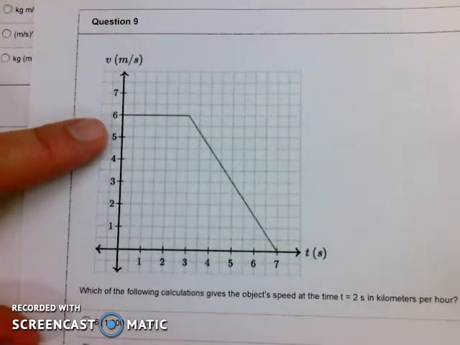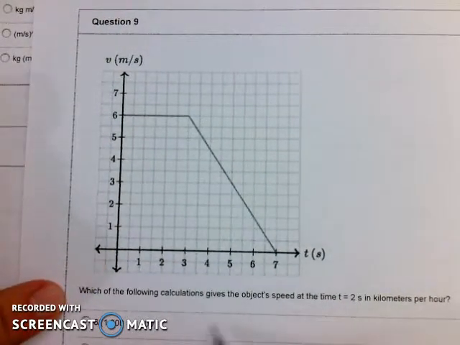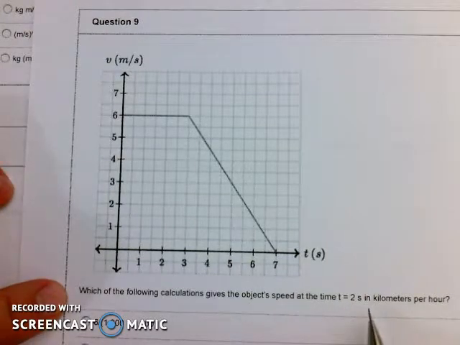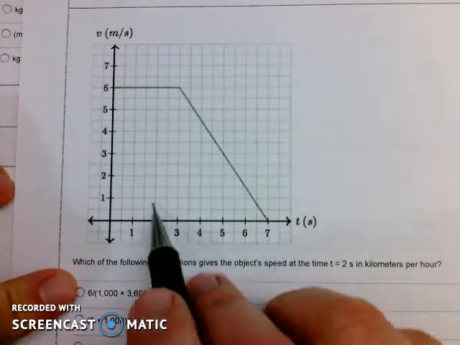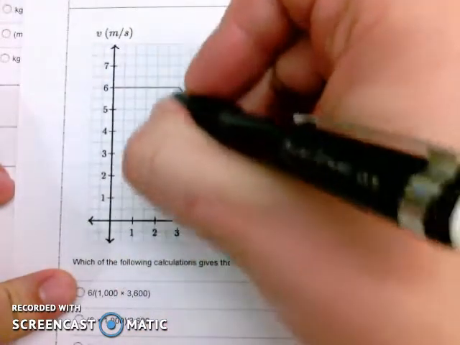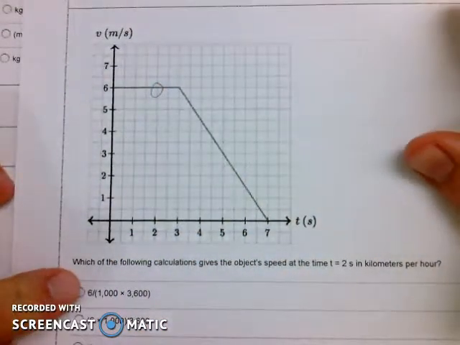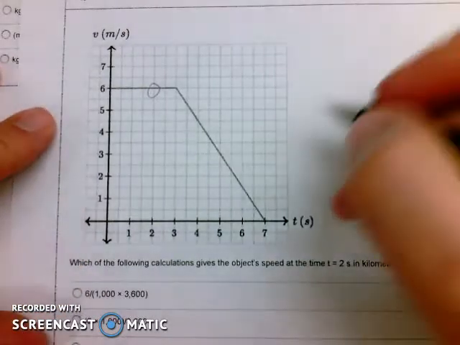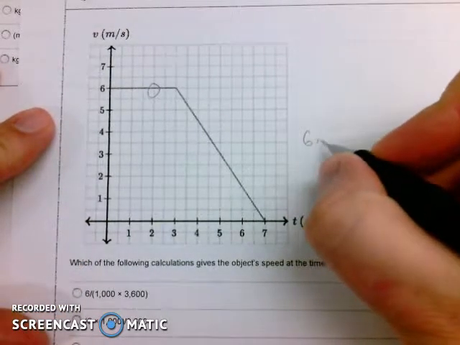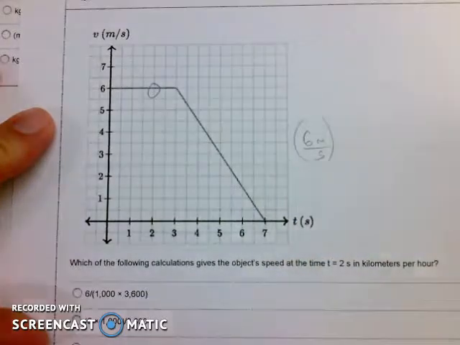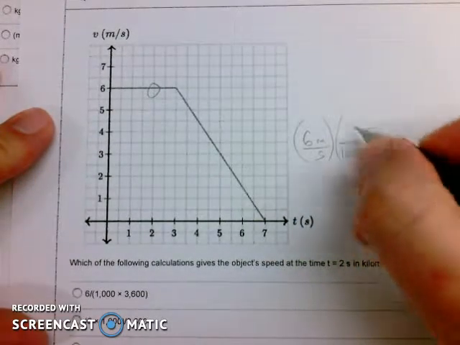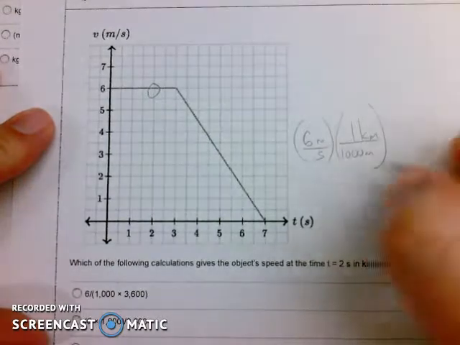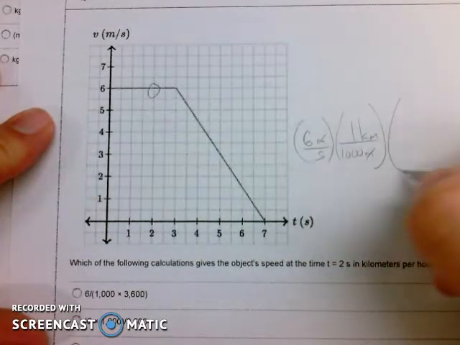Question number 9. Here's the same graph. Which of the following calculations give this object's speed at the time t equals 2 seconds in kilometers per hour? So we look for a time at t equals 2 seconds. There's 2 seconds. Scroll straight up, and there's obviously, we're moving at 6 meters per second. All right, let's do our unit converter. 6 meters per second, and we want kilometers per hour. So 1,000 meters is 1 kilometer. All right, meters cancel out.